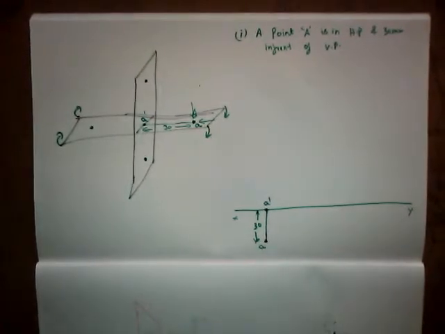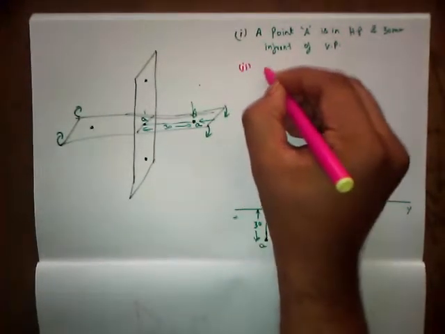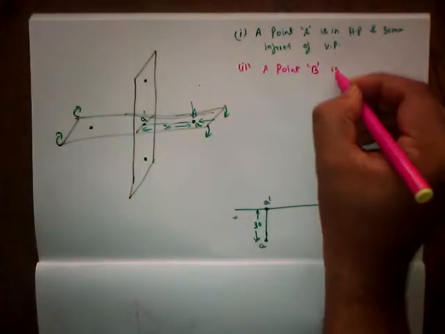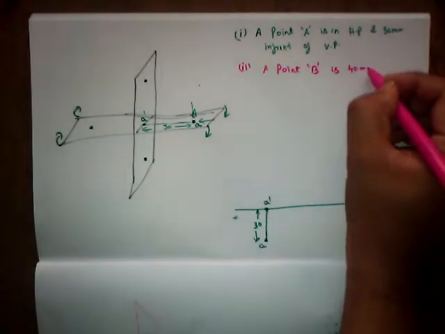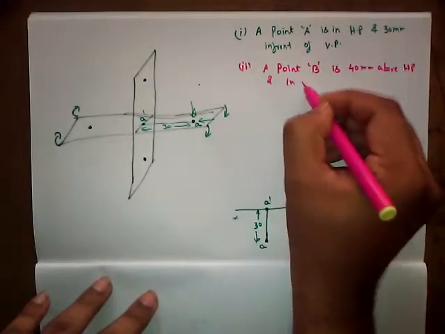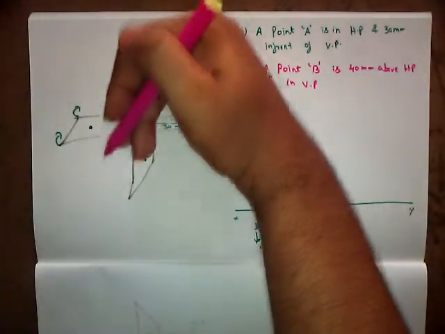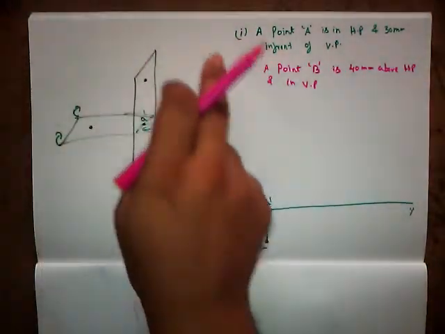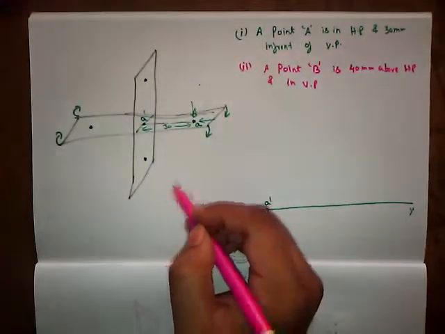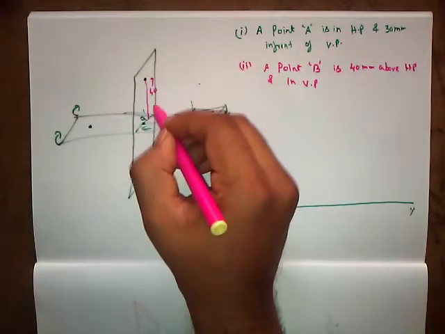Okay, in the same manner, if we had another question, question number 2: a point capital B is 40 mm above HP and in VP. According to the question, the point is 40 mm above HP, above in the sense it can be anywhere in this space, and the second condition is that it is in VP, so in VP means it is going to be over here. The distance he has given is 40 mm.